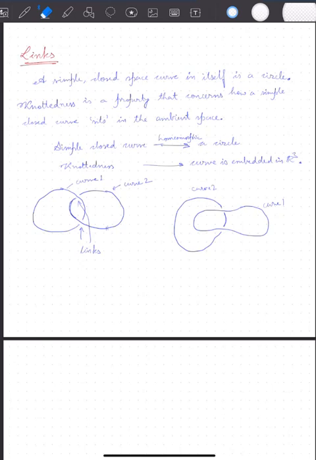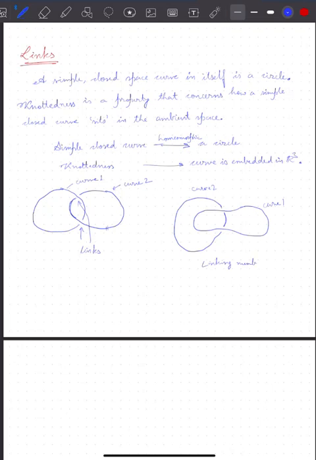Now look at it carefully. It's like the previous case. No, here, that's the distinction. In this case, you can just pull the right one and take it out, right? So it will be separated. So what happens is that in this case, the linking number is 0.